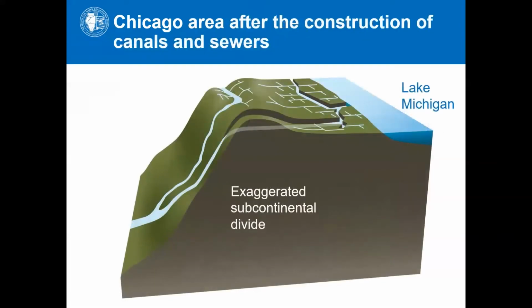But the district took advantage of the subcontinental divide and concocted a plan to protect the lake by reversing the flow of the Chicago and Calumet rivers away from Lake Michigan. To do this, the district constructed a 61-mile system of canals and deepened, straightened, and even widened the waterways to move more water through the system. The canals cut straight through the subcontinental divide and allowed the rivers to flow by gravity away from the lake.